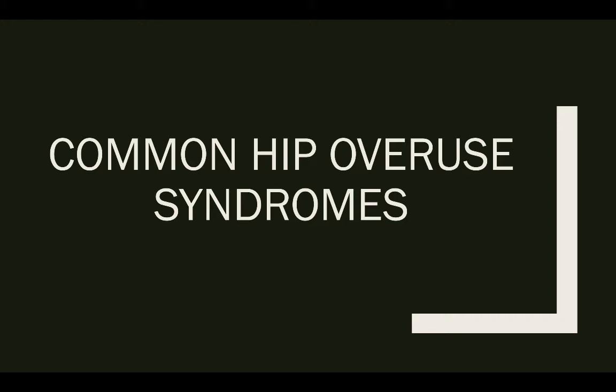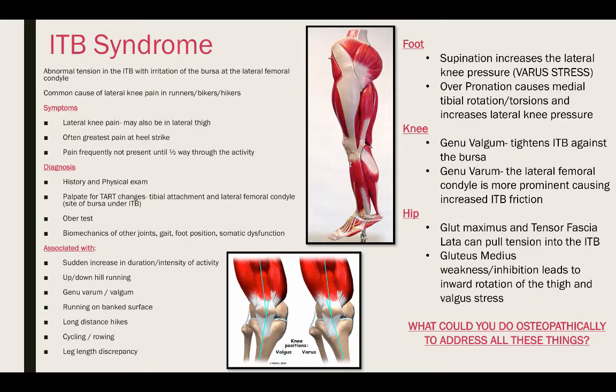So a few common hip overuse syndromes, and I'm not going to go into a lot of detail for many of these because I think that you've had quite a few of them before in your lower extremity chapter with doctoring, but we will run through some considerations. So the first is iliotibial band syndrome. This is abnormal tension in the iliotibial band, can irritate the bursa at the lateral femoral condyle, and it's really common. So usually they get pain in the lateral knee. It can be also in the lateral thigh or the side of the hip.